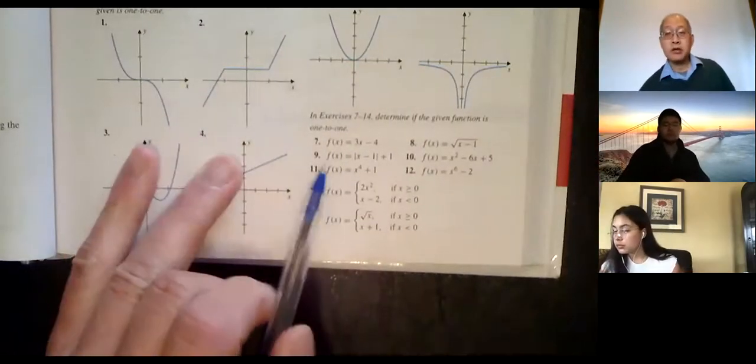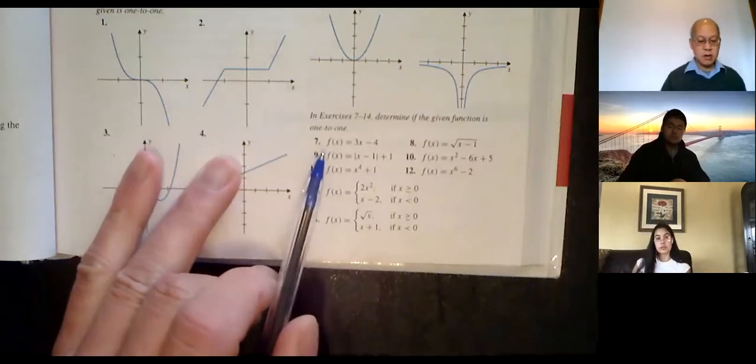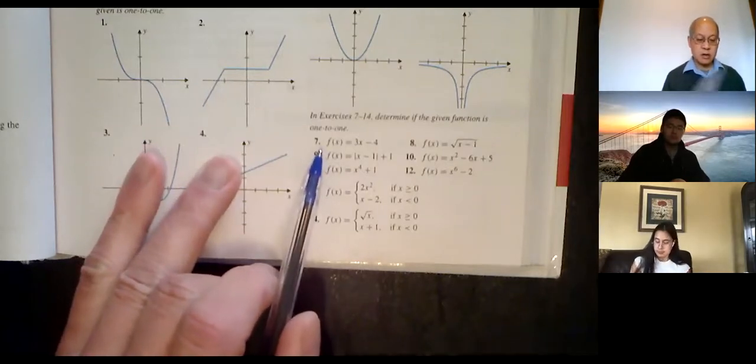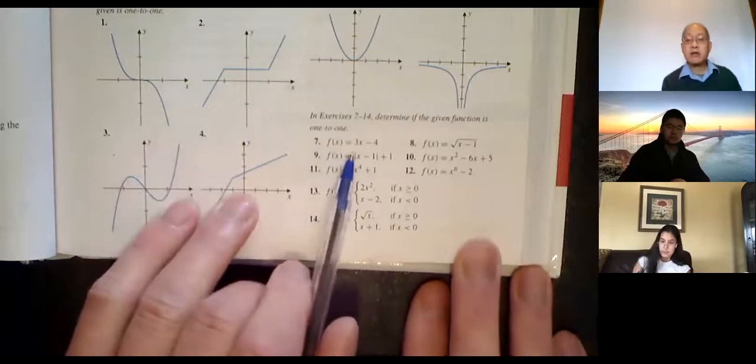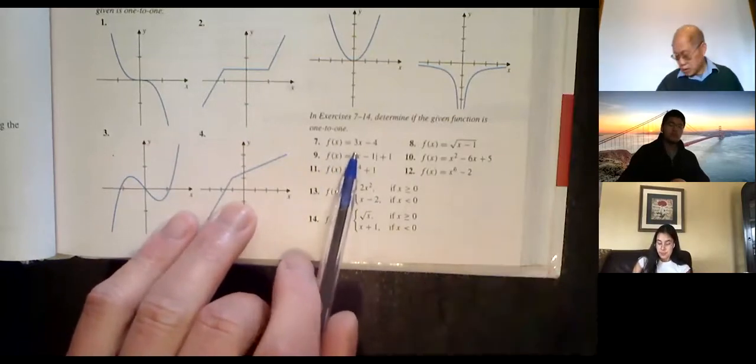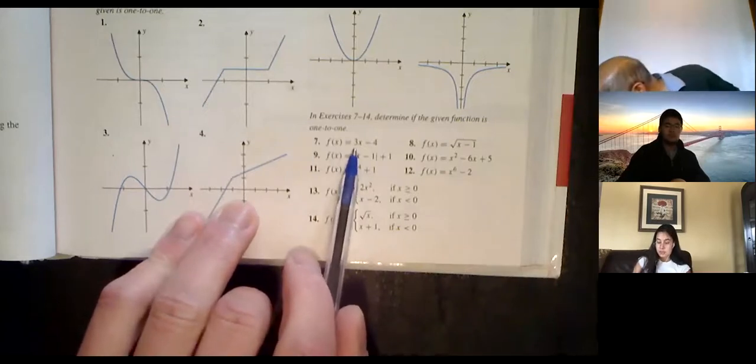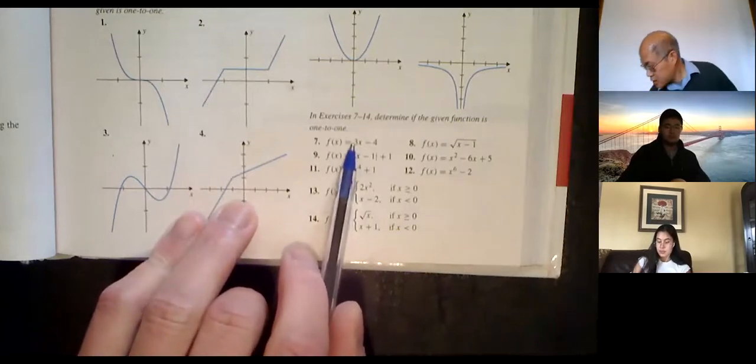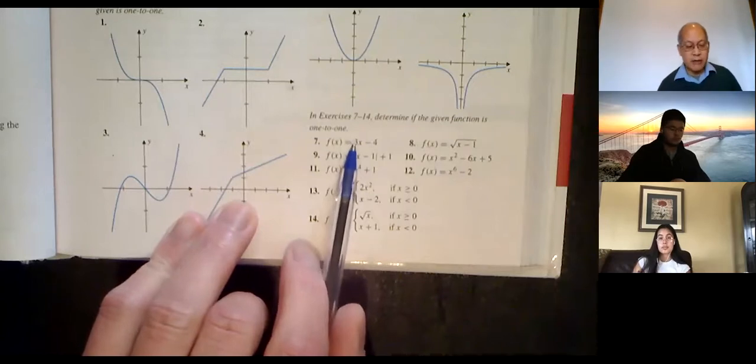Okay, let's look at number 7. f of x equals 3x minus 4. Is it 1 to 1? So in order to do that, you have to know something about the graph. Right? So what is the graph of this thing?